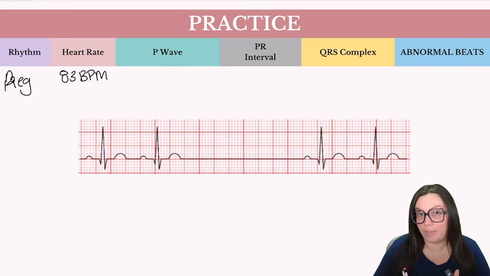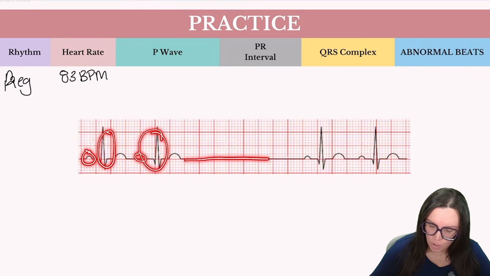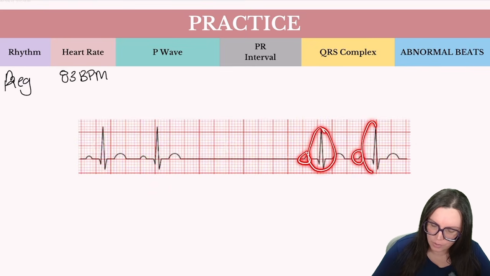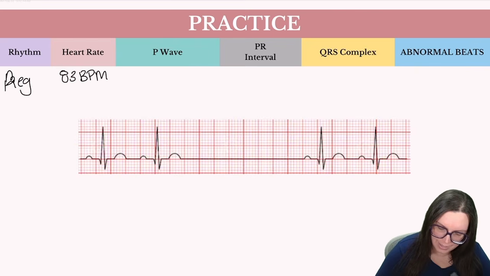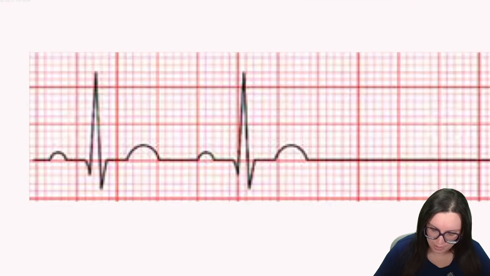Do we have an upright P wave for every QRS complex? We absolutely do. Upright P wave, QRS, upright P wave, QRS. We have no P waves in between here. That's fantastic. Upright P wave, QRS, so on and so forth, all the way down. So we can say that we have a 1:1 ratio.